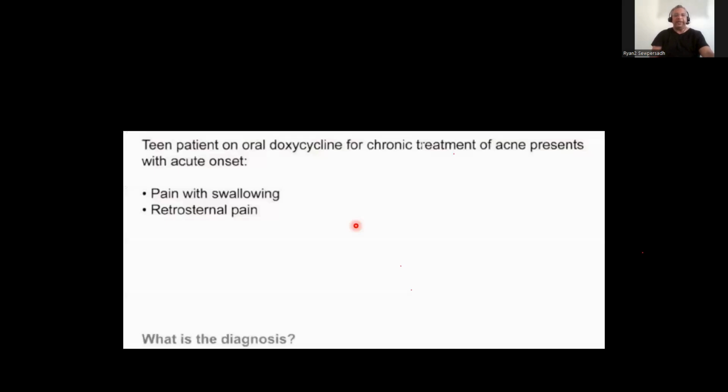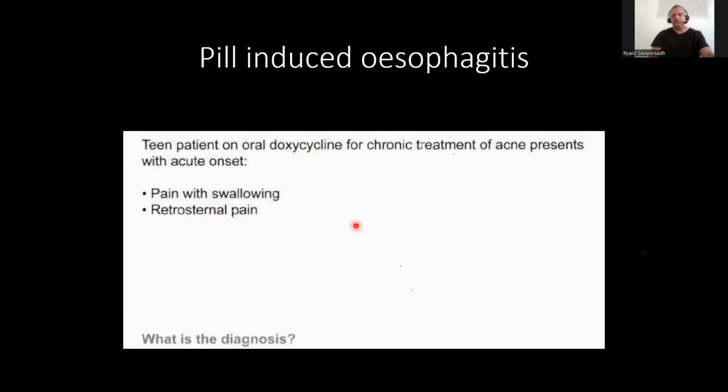Okay, dumping syndrome. Okay, how about this one? Teen patient on oral doxy for chronic treatment of acne presents with an acute onset of pain with swallowing and retrosternal pain. Okay, so this is known as pill-induced esophagitis. Guys, you must remember the link between doxycycline and esophagitis. This is what we call pill-induced esophagitis, okay? So eosinophilic esophagitis is slightly different. We already covered the script for that. A patient who has a background of atopy and rhinitis and asthma, and who has a high IgE and eosinophilia on the diff, now comes in with a typical picture of esophagitis. So this is pill-induced esophagitis.